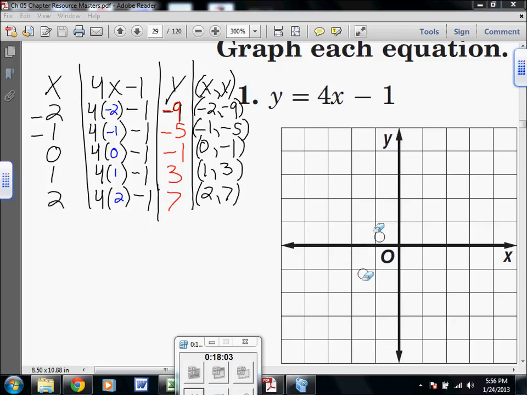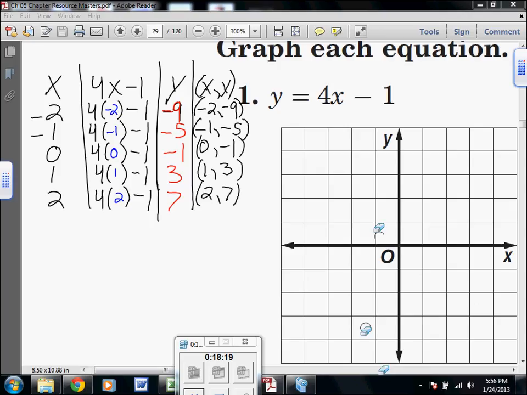-2 comma -9, so let's see. -2 means go left 2, -9 means go down 9 times. 1, 2, 3, 4, 5. That one's gonna be off my graph. So I'm gonna ignore that one for now. If you're using your own graph paper, you could go as far as you wanted as long as you have room on the paper. Let's try the next one.